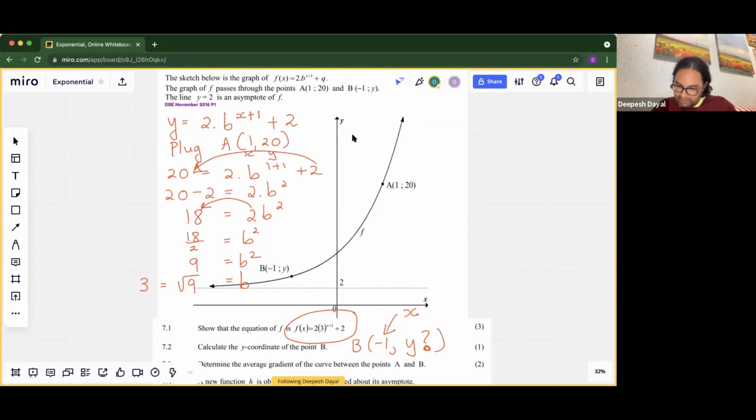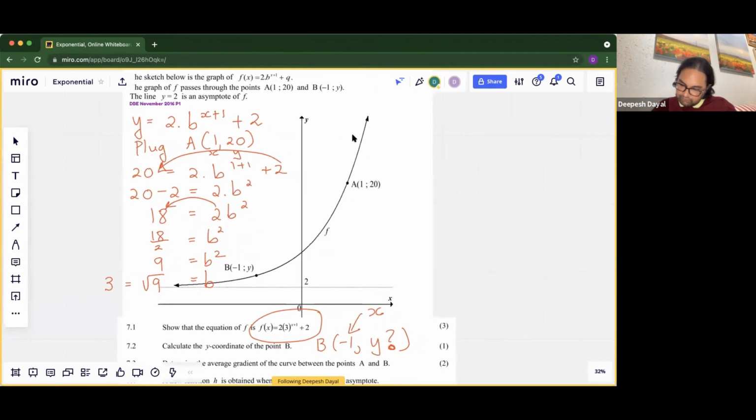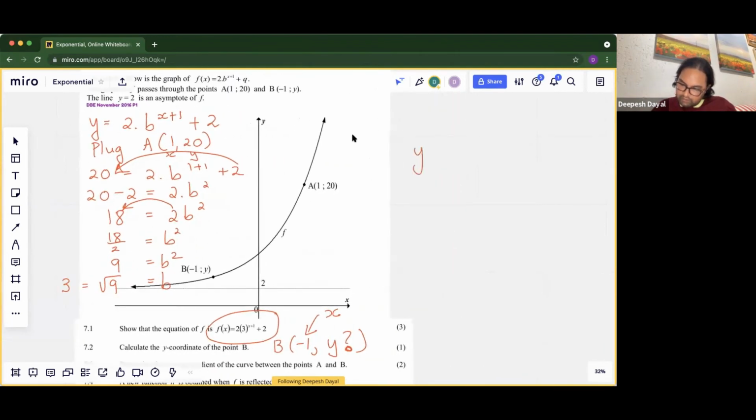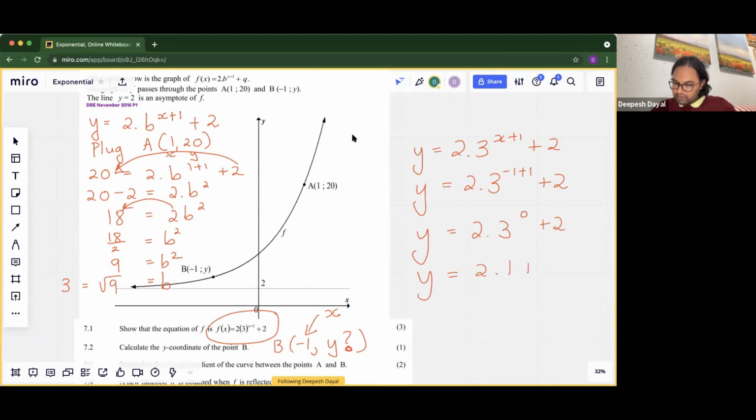So let's plug it in and see, right? So I've got here y equals 2 dot 3 to the x plus 1 plus 2. So it's y equals 2, 3 to the minus 1 plus 1 plus 2. So it's y equals 2 times 3 to the 0 plus 2. And anything to the power 0 is 1. So it's 2 times 1 plus 2. So y equals 4. 2 times 1 is 2. So y equals 4.